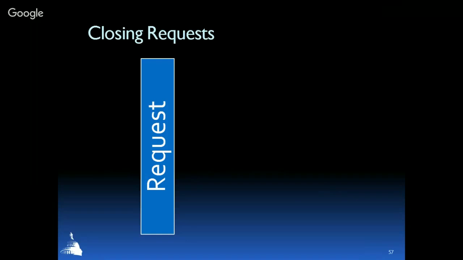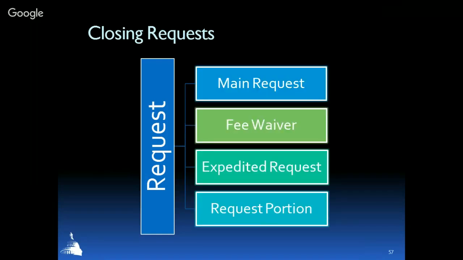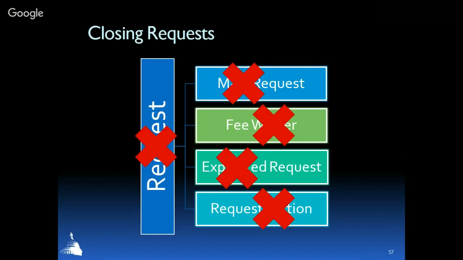So you have the request, and then you have these different parts of the request underneath it. In order for the main request to be closed, all these little requests have to be closed first. If you have everything closed except the main request, then the whole request is not going to be closed. If you have everything closed except the expedited request, then the main request is not going to be closed, and it will time out after 10 days.